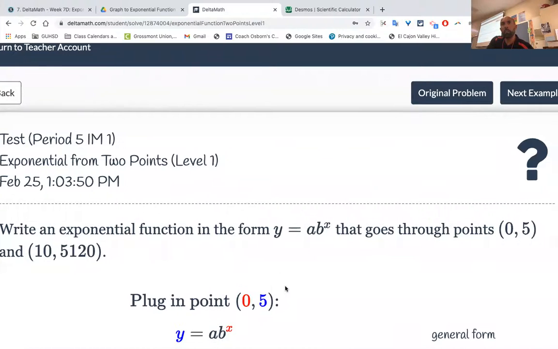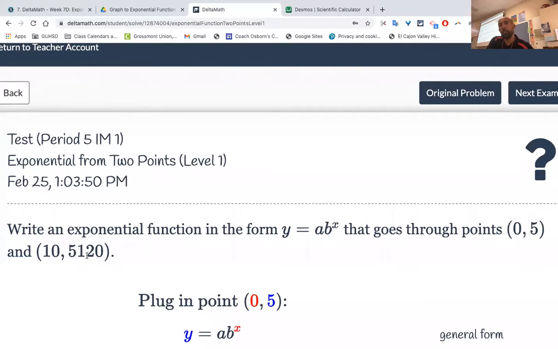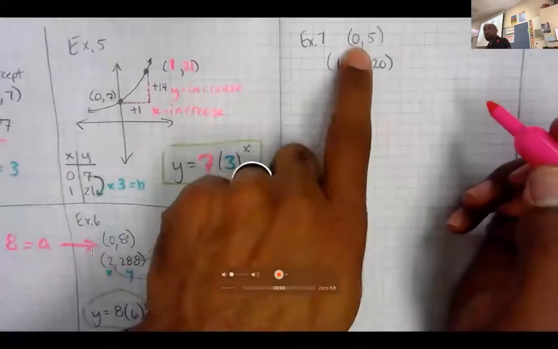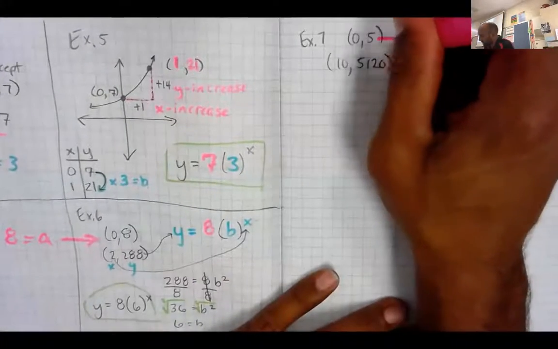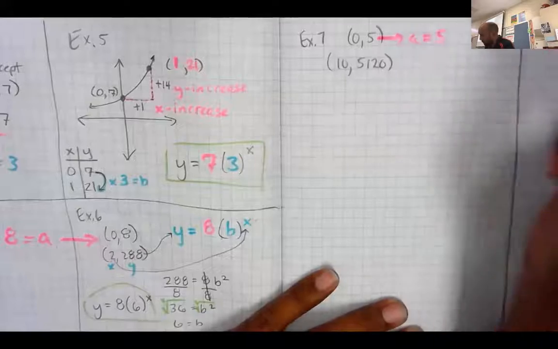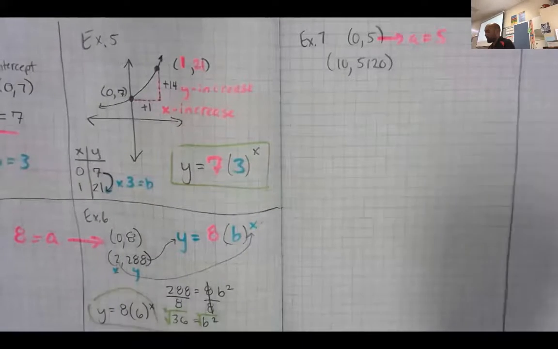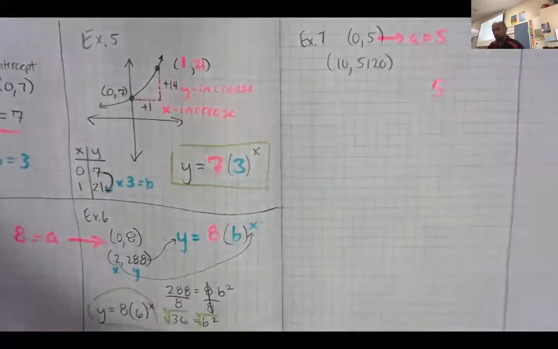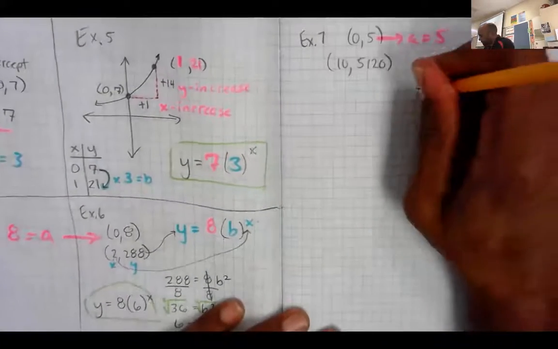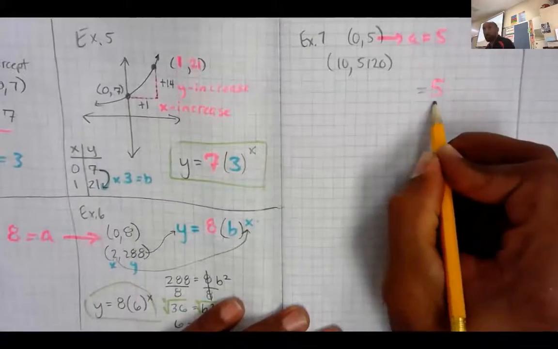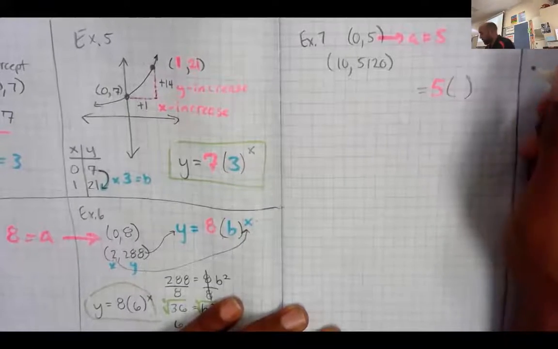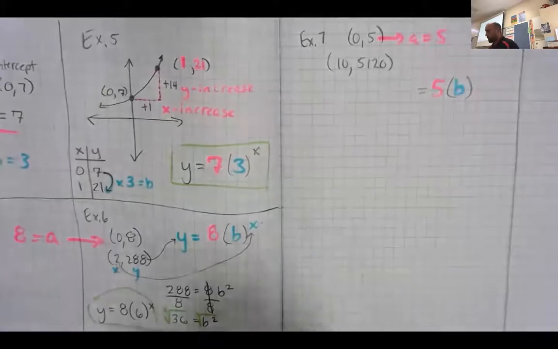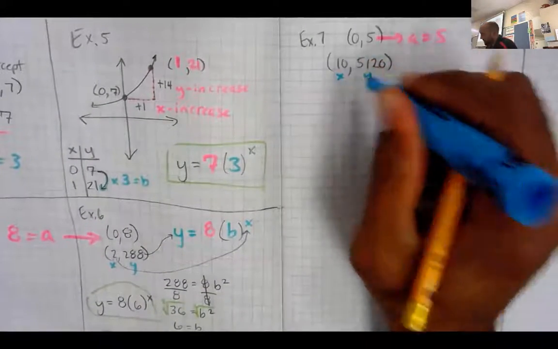All right, so here's our problem we're working on: 0, 5, and 10, 5,120. Remember, the point that has 0 is your a, so a equals 5. Now when I set up my equation, I plug in the 5 for the a, and then you know that we're looking for the b. And now this is x and this is y.